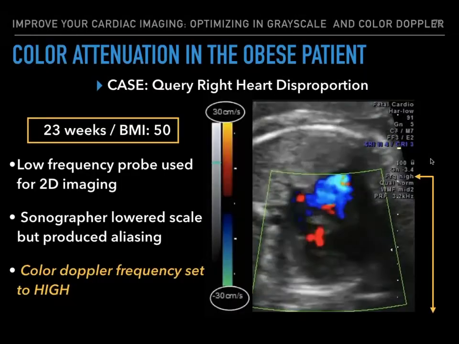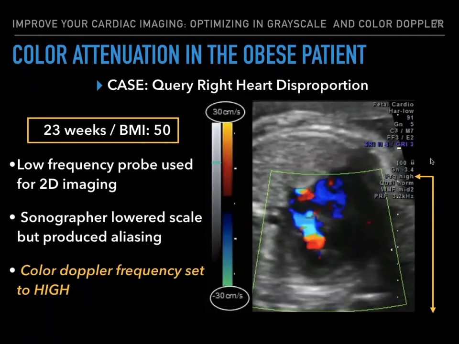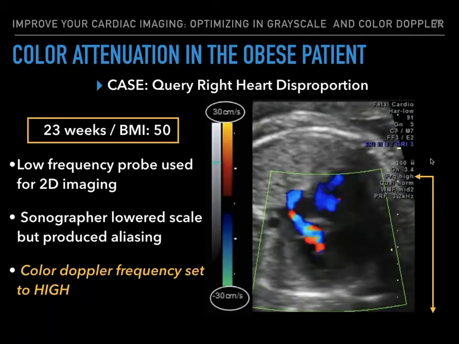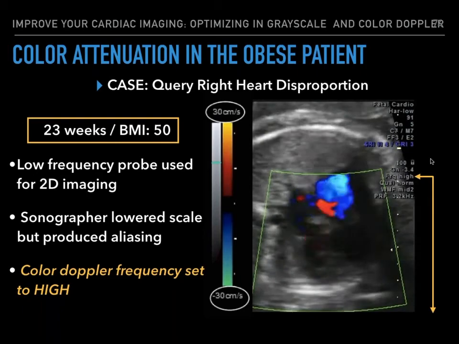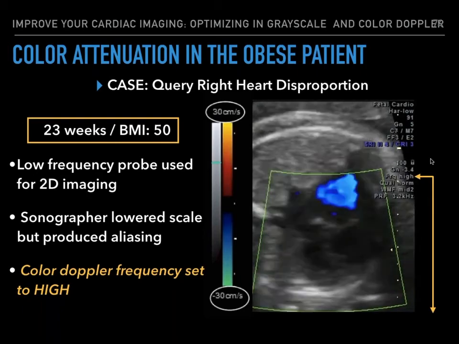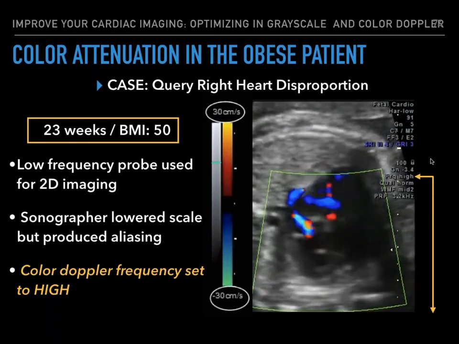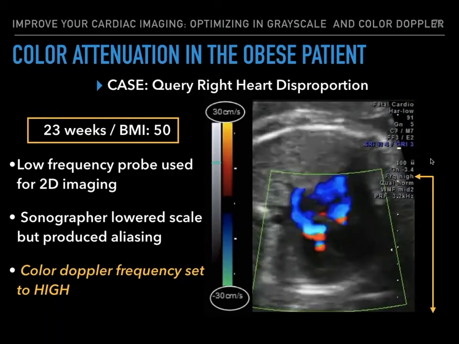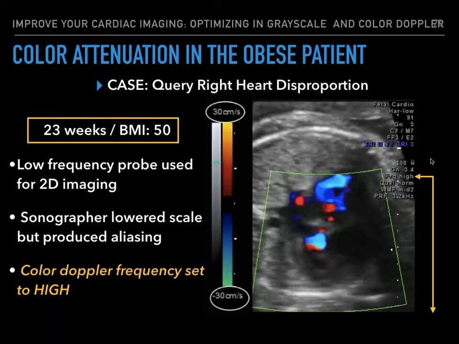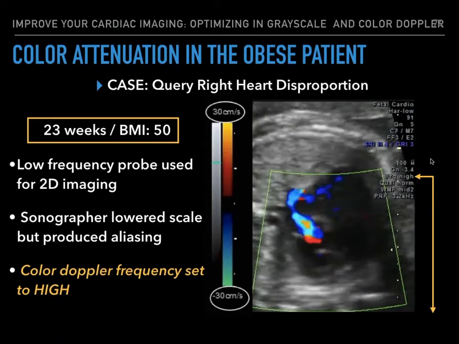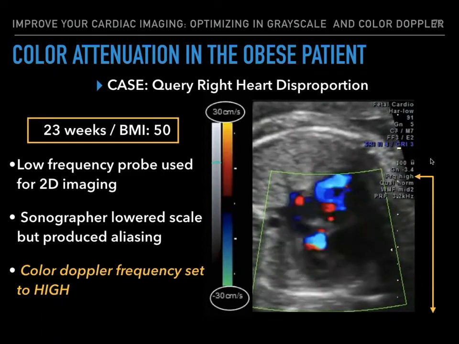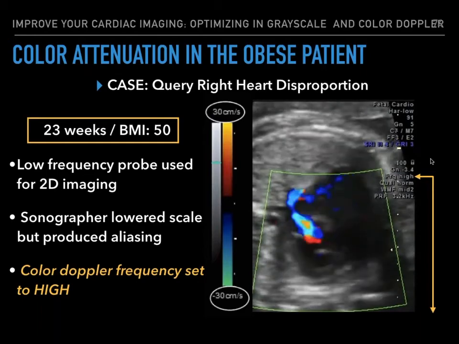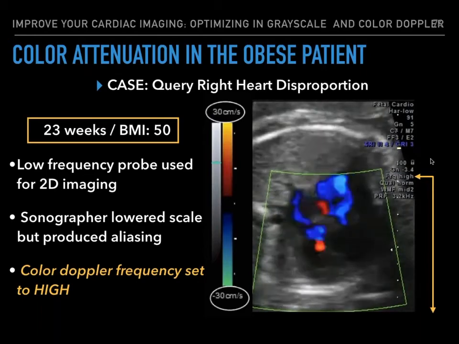So in this case, this is a query right heart disproportion. This is a 23-week gestation with a patient BMI of 50. So this is actually a very difficult scan. A low-frequency probe was used for 2D imaging, and the sonographer lowered the scale to try to fill the heart in with color. And as you can see, it's as low as 30 centimeters per second, but only produced aliasing.